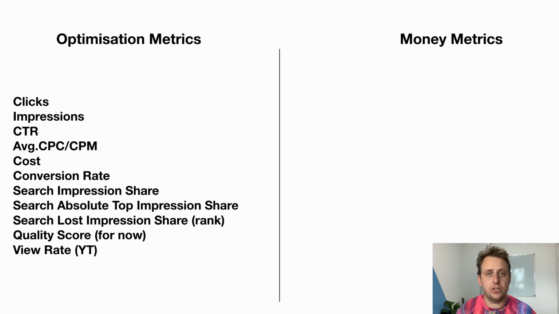Your search impression share, particularly if you're running Google Shopping ads, your search absolute top impression share, your search lost impression share, rank, and your quality score. I've put that one in brackets for now because it's fairly well understood that very soon Google is going to be getting rid of quality score and replacing it with other metrics. And if you're using YouTube, your view rate. So these metrics are a little bit important, but in and of themselves, they're not indicative of whether your account is successful.